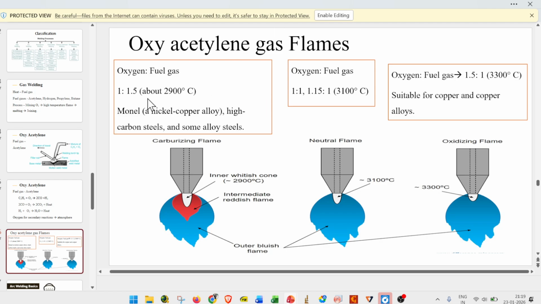In the case of the neutral flame, we are supplying the exact required fuel to oxygen ratio. So it is the ideal condition for most welding processes, because there will be no excess oxygen and no excess fuel. It will be a complete burn case. And the third one is the oxidizing flame, in which we are supplying more oxygen.